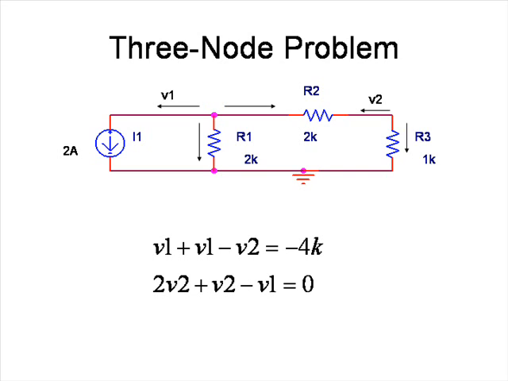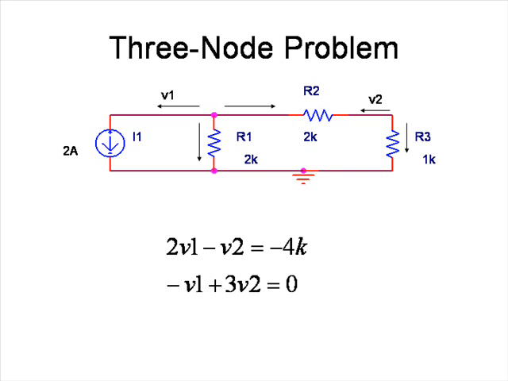Alright, so after that we're going to combine terms like so, and then we're going to organize them as well. So we're left with 2V1 minus V2 equals negative 4K, and negative V1 plus 3V2 equals 0. Remember, K is 1,000 and 4K is 4,000. So we're going to solve this. There's an easy way to solve this. We can use Cramer's rule, but we'll save that for later.